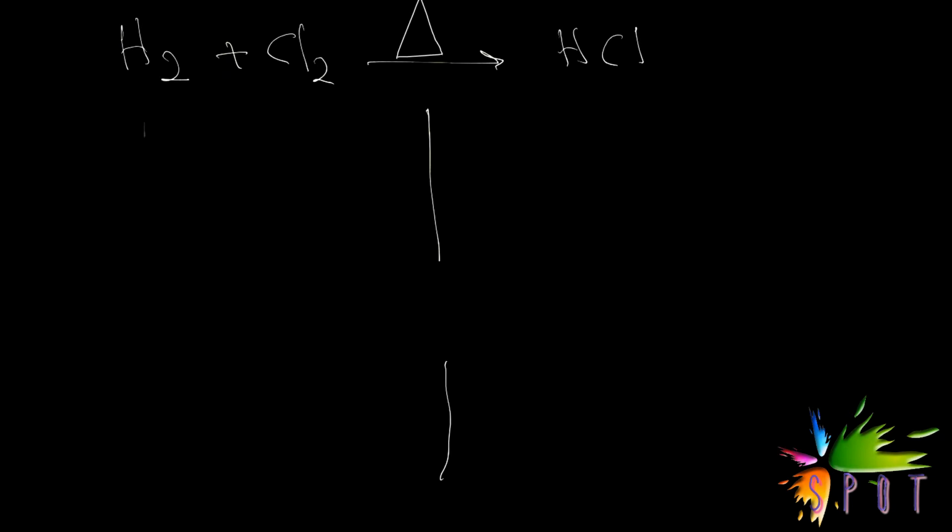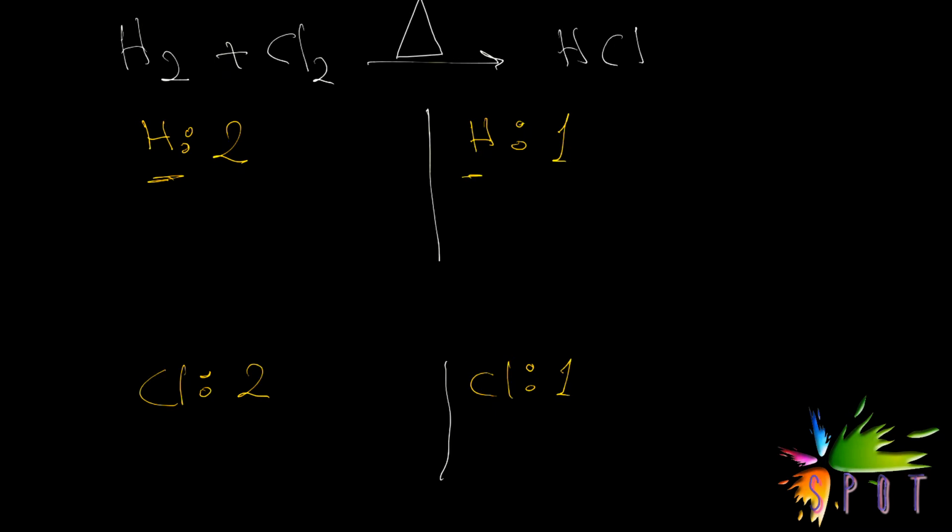The reaction between hydrogen and chlorine to form hydrogen chloride. The elements in left and right sides are hydrogen and chlorine. There are two hydrogen atoms in the left side, and one hydrogen atom in the right side. About chlorine, there are also two chlorine atoms in the left side and one chlorine atom in the right side. Actually, the equation is not balanced.